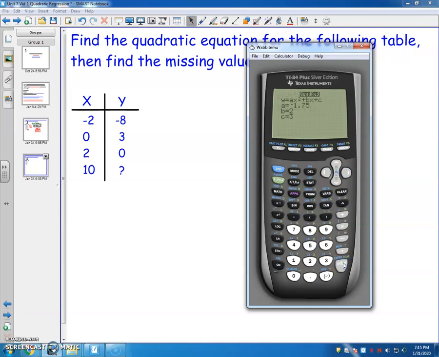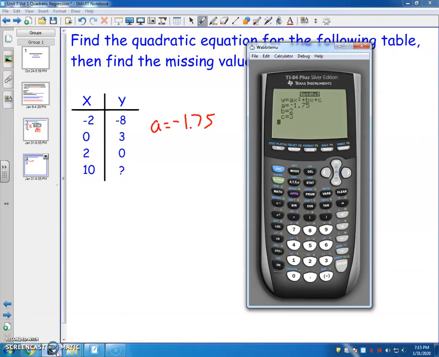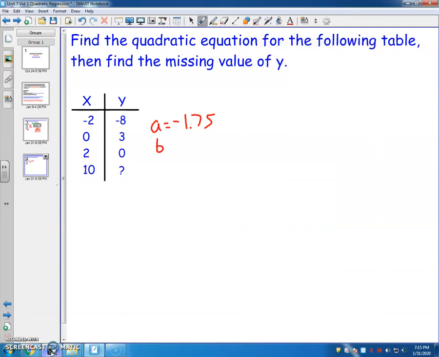I have the equation of A, B, and C. Alright, so let me go to this. A was a decimal, -1.75. What was B? B is 2, C is 3. B is 2, C is 3. And you don't have to write the equation every time, but if it helps you can, so I'm going to write it one more time.